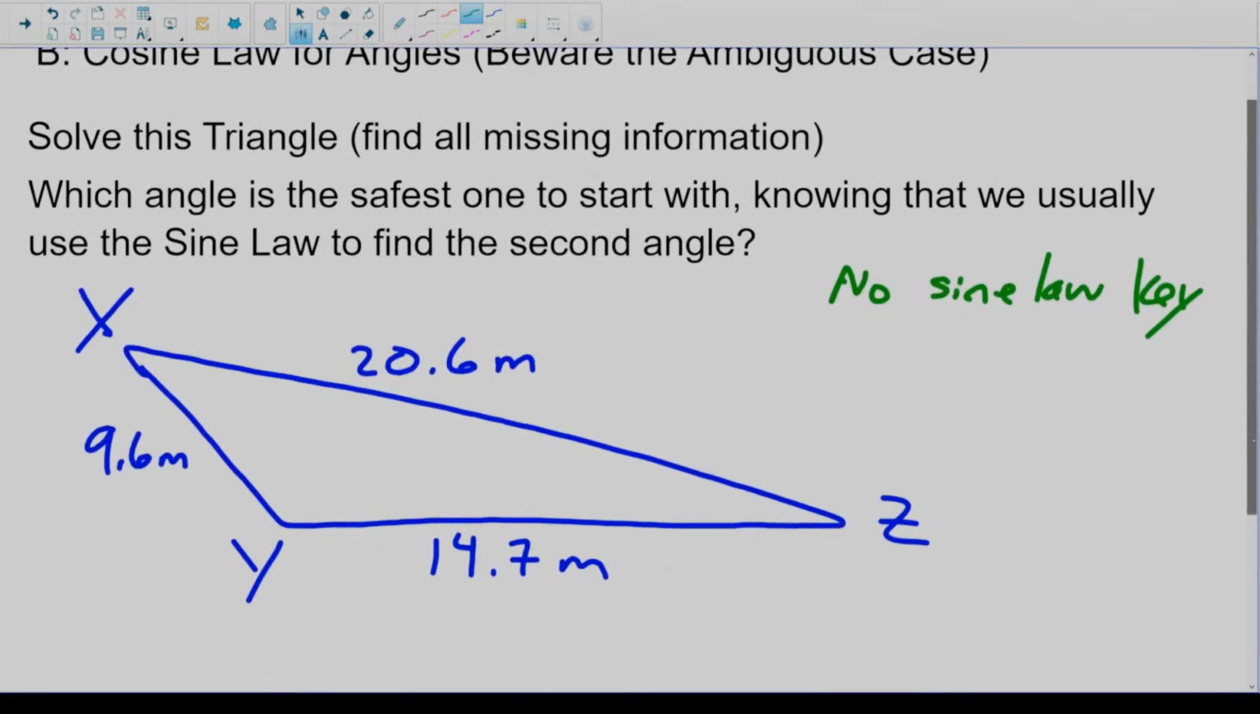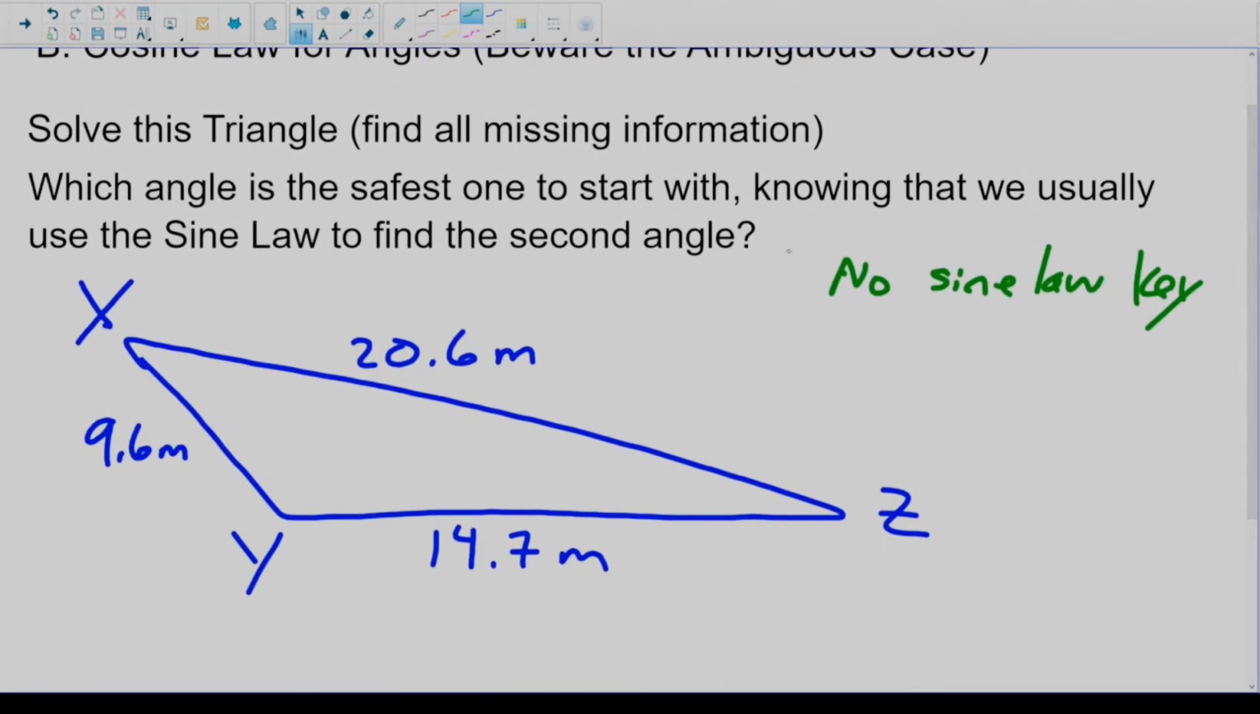Now, let me discuss what the problem is here. It says which angle is the safest one to start with, knowing that we usually use the sine law to find the second angle. So what do I mean by that? Well, let's pretend for a second that we find angle Z as our first angle. Let's say angle Z is 39 degrees. I'm just making that number up. Now I have a sine law key.